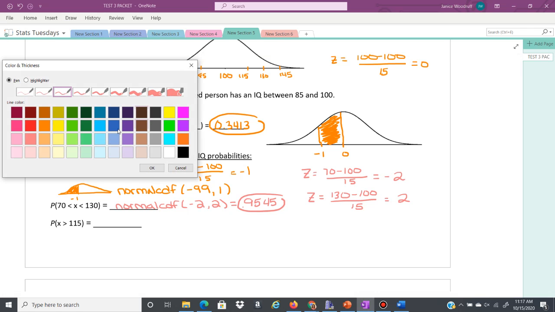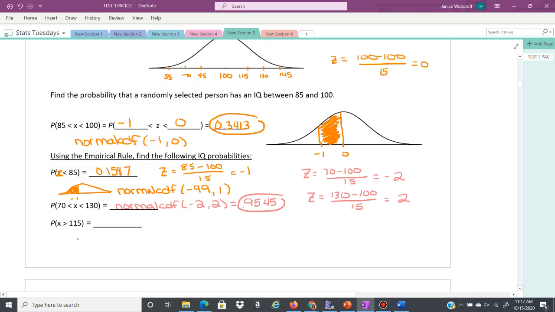And then let's look at the 115. So find the z-score: 115 minus 100 over 15 should give us 1. And you're looking for it to be greater than that. So what you're looking for is this: here's 1, to the right. So then we would do normal CDF with a lower limit of 1 and an upper limit of positive 99.